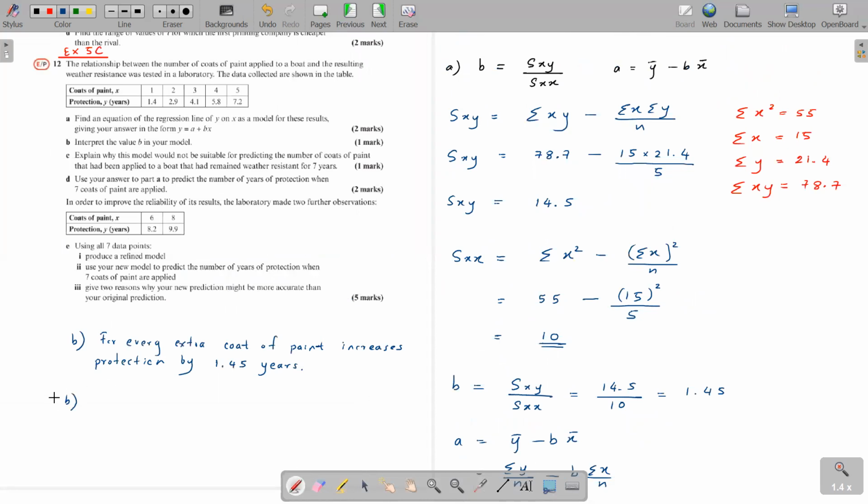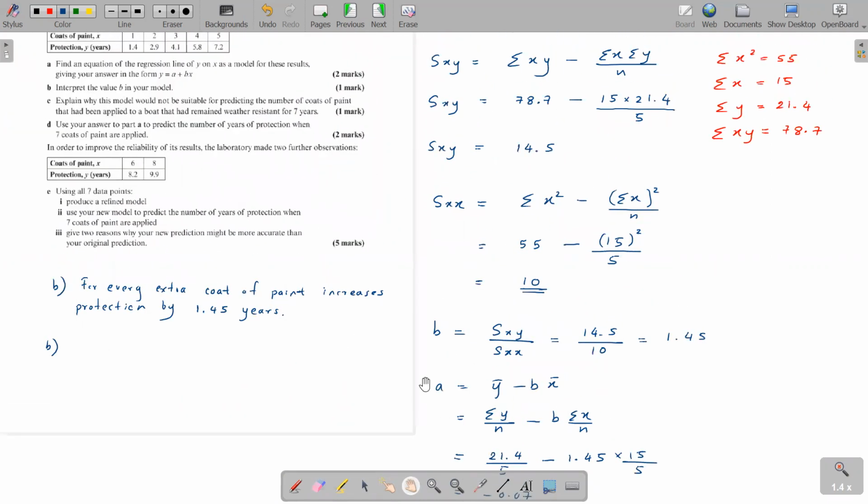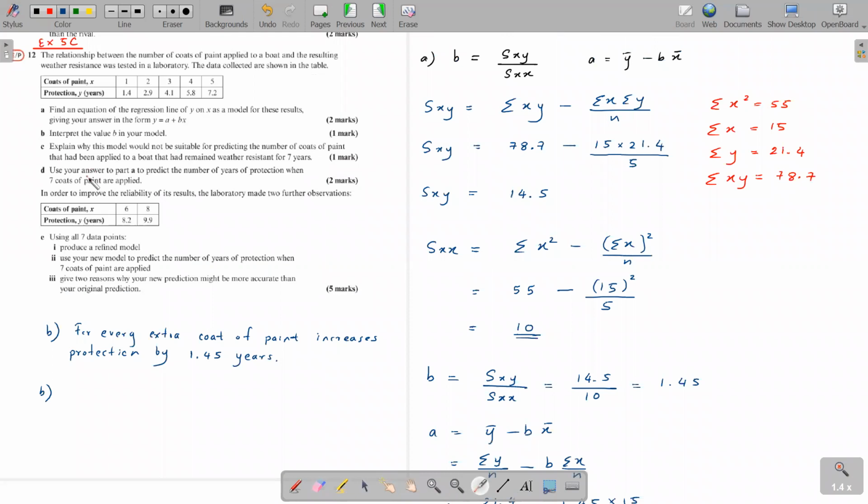Now, when you have a regression equation, you can substitute the x value and get the y value, right? You can input the x value and get the output y. Okay, so x is the coats of paint and y is the protection in years. But they are saying here, explain why this model, the equation that we got, is not suitable for predicting the number of coats of paint that had been applied to a board that had remained weather resistant for 7 years. So, why is it not suitable?